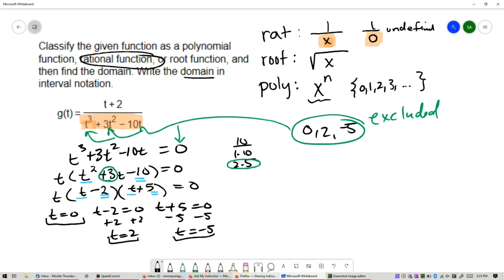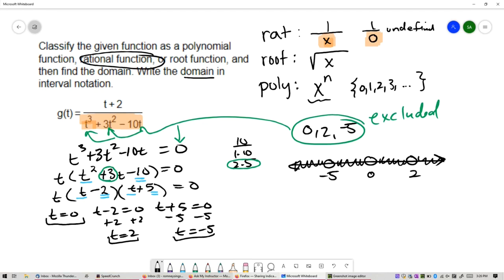So our domain is going to consist of the whole number line, negative infinity to infinity, but we're going to exclude the values of negative 5, 2, sorry, I should have listed 0 next, 0 and 2. Everything else on the number line will be included except for those three numbers.